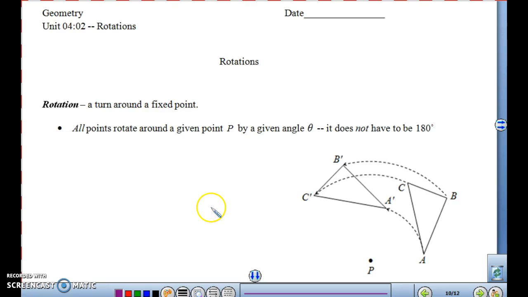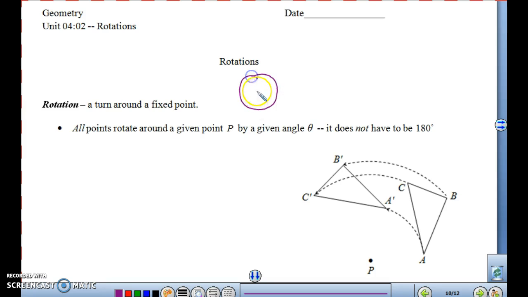This is Geometry Unit 4, Lesson 2 on rotations. Rotations are the second type of transformation that we're going to look at in this unit. A rotation, by definition, is a turn around a fixed point. When I think of a rotation, I think of a steering wheel.